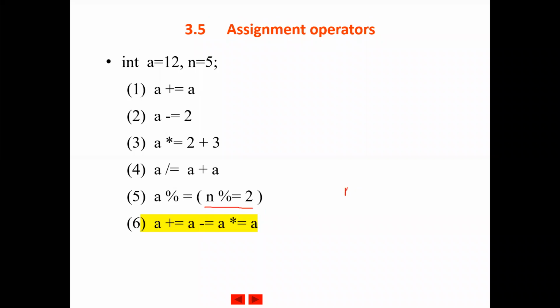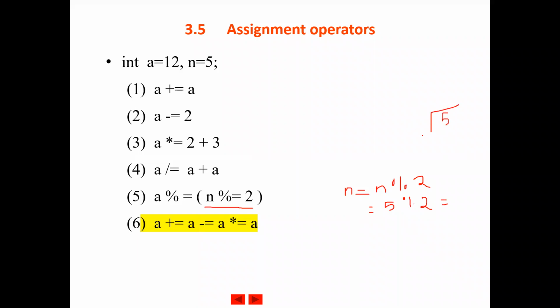If you expand n mod equal to 2, it will be n equal to n mod 2, right? The value of n is 5, so it is 5 mod 2. What is 5 mod 2? You'll be getting the remainder only, right? If you divide 5 by 2, it will go 2 times and the remainder will be 1. So you'll be getting 1. Now we are going to substitute here.